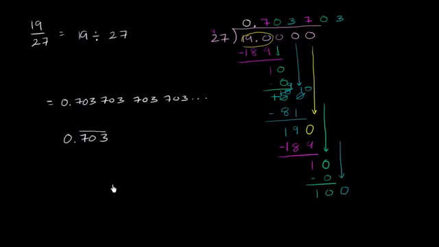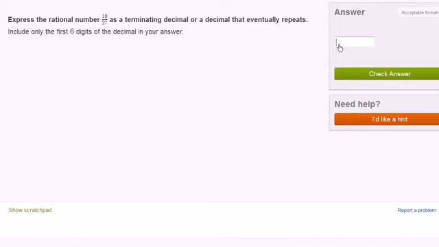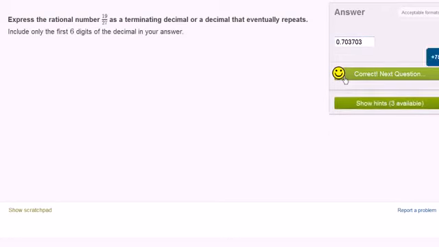So let's actually input it into the exercise now. So it's 0.703703, and they tell us to include only the first 6 digits of the decimal in your answer, and they don't tell us to round or approximate, because obviously if they said round to the smallest 6th decimal place, then you would round up because the next digit is a 7. But they don't ask us to round. They just say include only the first 6 digits of the decimal in your answer. So that should do the trick, and it did.